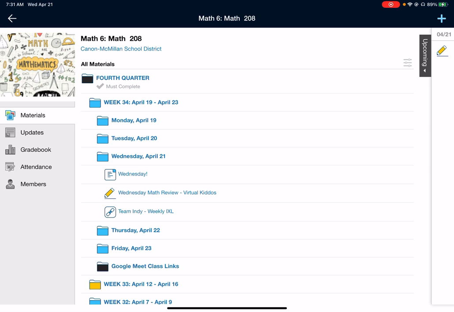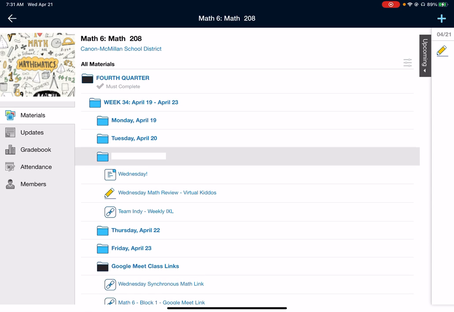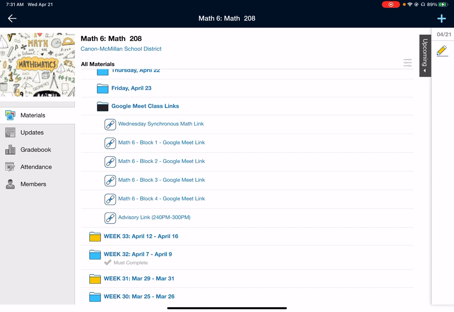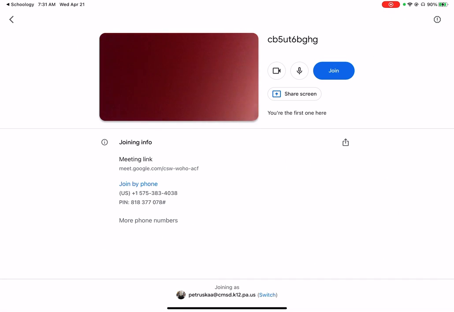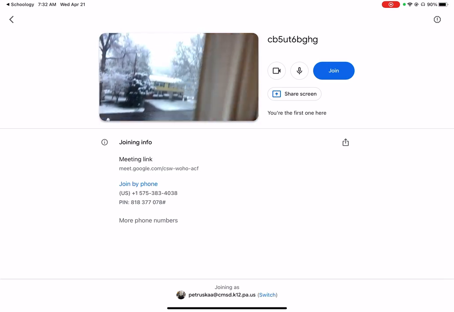You are able to join into your Google Meet Live. Please remember that if you do go into our Google Meet Live for today, there's one specific link. It says Wednesday synchronous math link. That link will be open at 11 for block 1, 11:30ish for block 2, 12 o'clock for block 3, and then my homeroom I will see around 1:30 because you have lunch and then a special. So again, this Wednesday synchronous math link will be open.